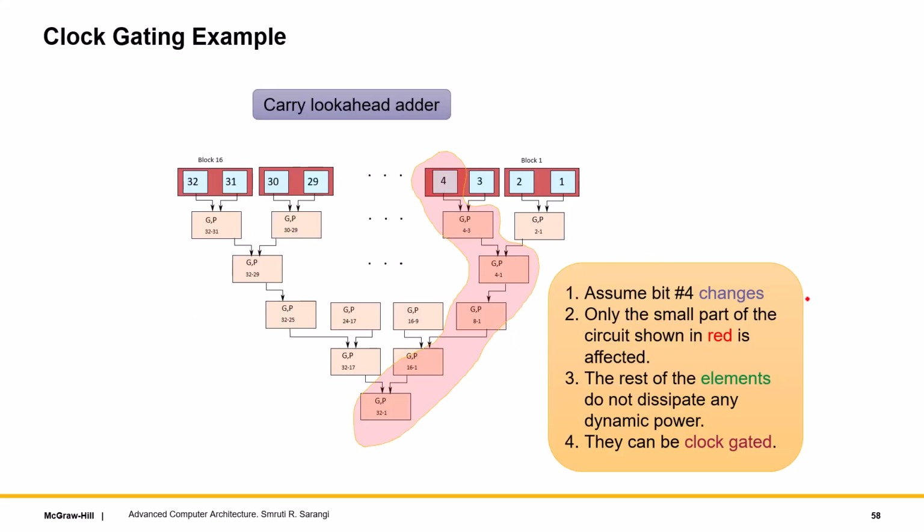Clock gating example: we all have seen a carry look ahead adder. So if bit number 4 changes, the carry look ahead adder idea is simple. We propagate some information here and then we again propagate some information back, and that allows us to do the addition. So when bit number 4 changes, its entire path, a tree in reverse basically, from here to the root, will see transitions. So this part in red will see transitions, but the rest of the elements will not see any change. So they can be clock gated. This is one example. There can be many such examples.